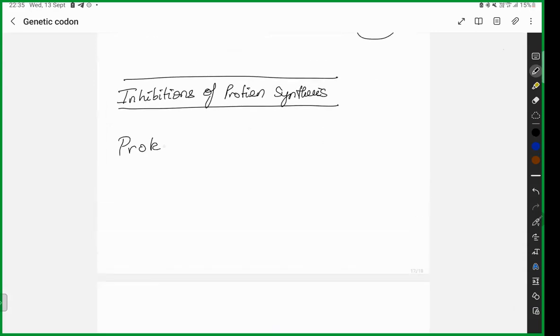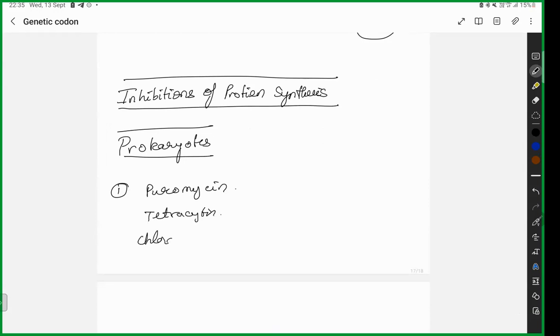First put the heading as prokaryotes. Okay, so in prokaryotes, number one, you're going to have puromycin. Then you're going to have tetracycline. Then you're going to have chloramphenicol. So this puromycin, then you have this tetracycline, then you have chloramphenicol. Even they are used as some drugs, as antibiotics or antimicrobials.